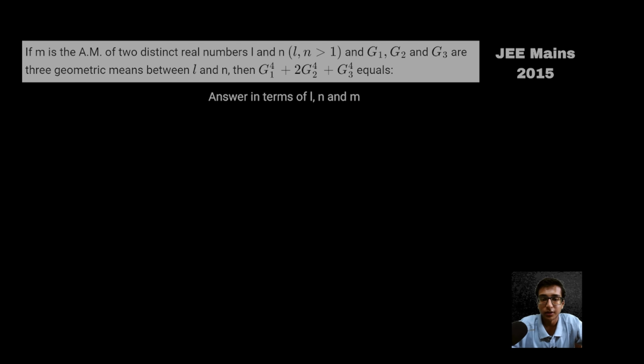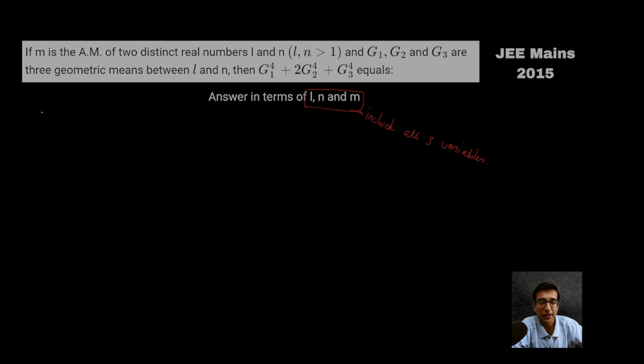Now let us solve this question, and by the look of it, you must have made out that this question is based on geometric means, and there has been a use of arithmetic mean as well. So let's write down whatever has been given to us in the question, and before that we need to remember that we have to answer in terms of L, N and M. That means we have to include all 3 variables. There were options given in JEE Mains 2015 for this question, and you had to find out the best suited answer according to the options that were given.